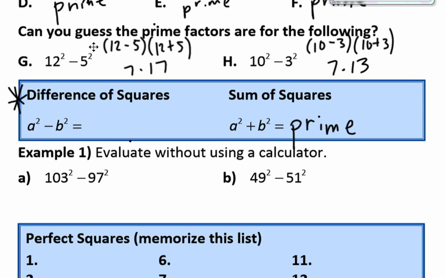But if you do have a difference of two squares, a squared minus b squared, then that can factor. And what we saw from part G and H is the way that's going to factor is the first factor is going to be whatever a is minus b, and the other factor would be whatever a is plus whatever b is.